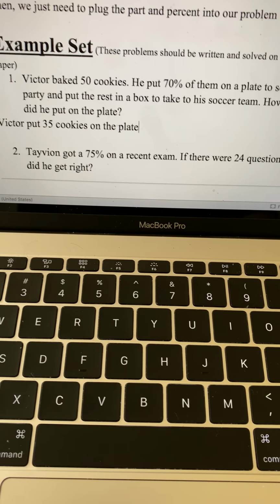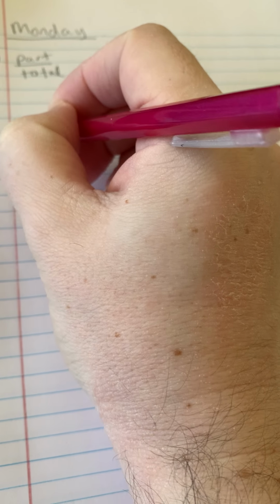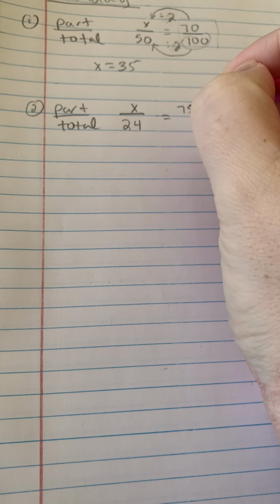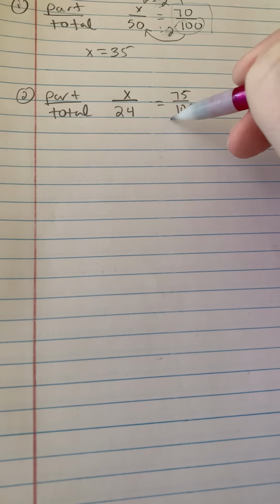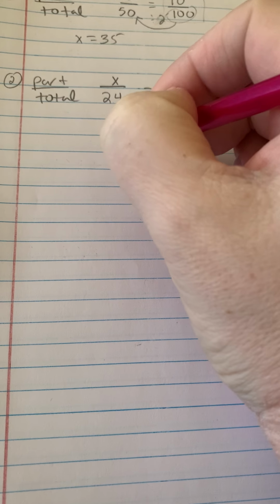Okay, for number 2, it says Tavian got 75% on a recent exam. There were 24 questions. How many did he get right? Again, I'm going to start with part over total. I know that there were 24 total questions. I don't know what part of those he got right. Again, the difference today is that we know our total. We don't know the part, but we know that it's 75% over 100. I cannot get from 100 to 24, so my next step is to simplify. 75 over 100 simplifies to 3 over 4, which gives me X over 24.